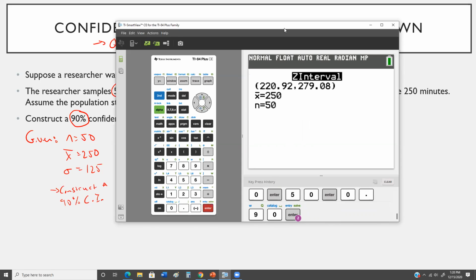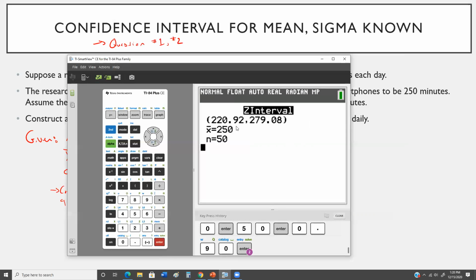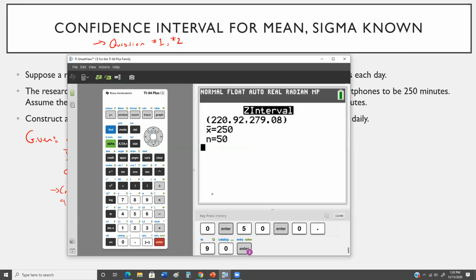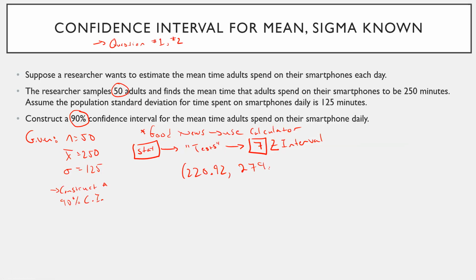Okay. So the lower bound is 220.92. And the upper bound is 279.08. Okay, so this is the lower bound that you would put in on the exam. And this is the upper bound. Okay, you don't have to interpret it on there. It'll say something like round to 3 decimal places. I'm pretty sure the calculator goes out to 3 decimal places for you. I've also built in a tolerance in case you round the last digit incorrectly.